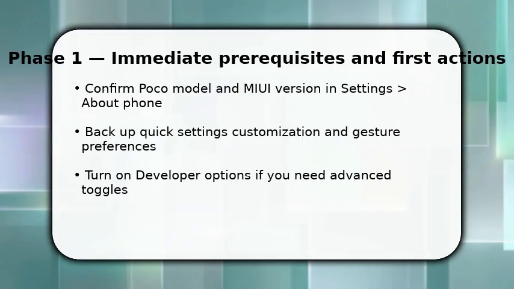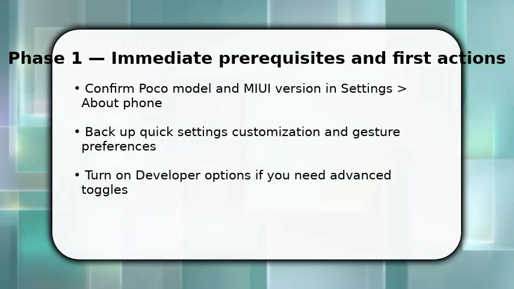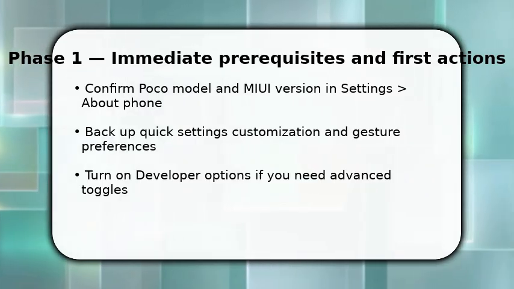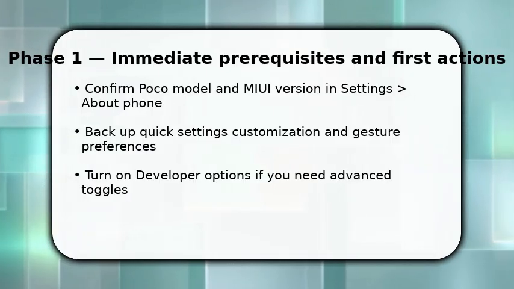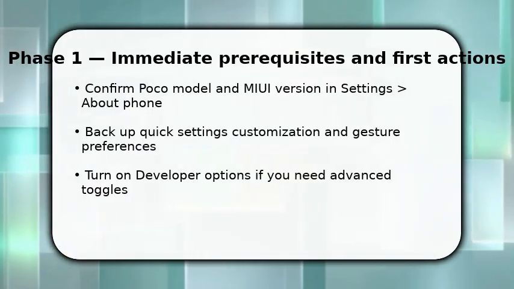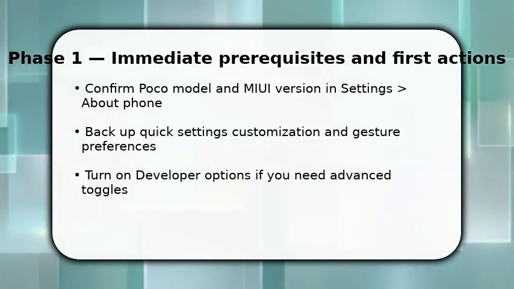You start by confirming your Poco model and MIUI build so you know which options are present. Once done, back up quick settings and gesture preferences. This prevents lost configs. Now open settings and search for navigation bar or full screen display. You want the entry that controls gestures versus buttons.